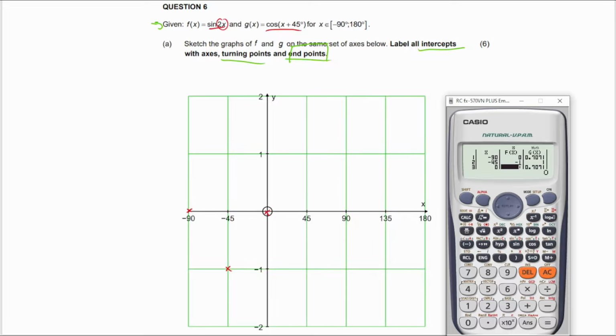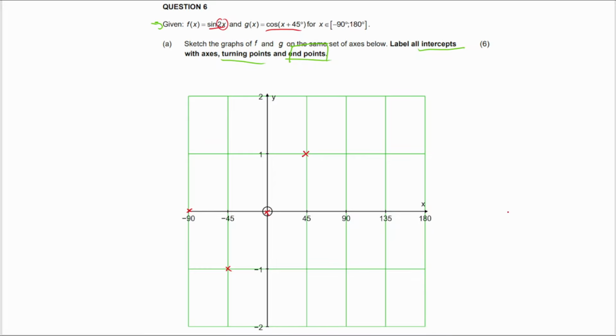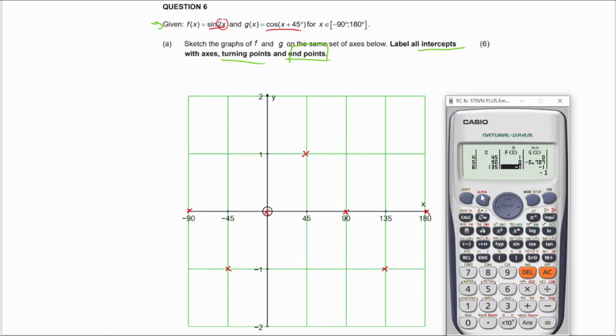Let me just confirm that. Yep. And then 45 is 1, 90 is 0, 135 is -1. So then this one should be here, right? If we're following the shape. Yeah, perfect. Okay.